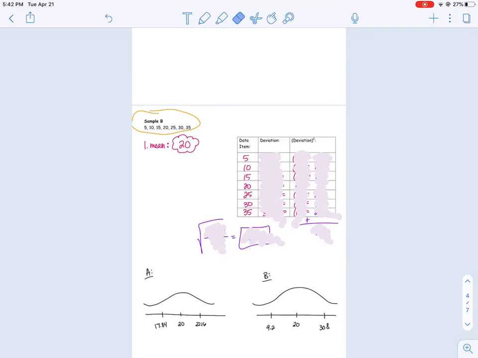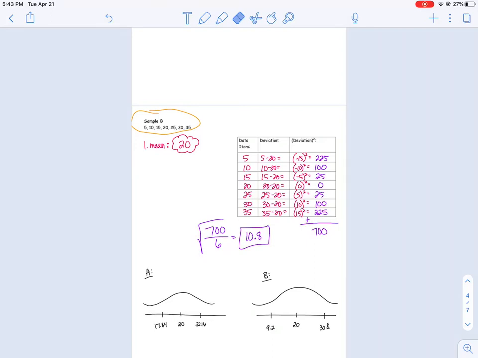I'm going to take the mean, and I'm going to find the deviation of each of my data items from the mean. I'm going to square them. I'm going to add them together. I got 700. I'm going to divide by however many numbers I had minus 1, so 700 divided by 6. And then I'm going to square root that answer. And I got 10.8. Hopefully you did too. Do you see how nice and organized I was?